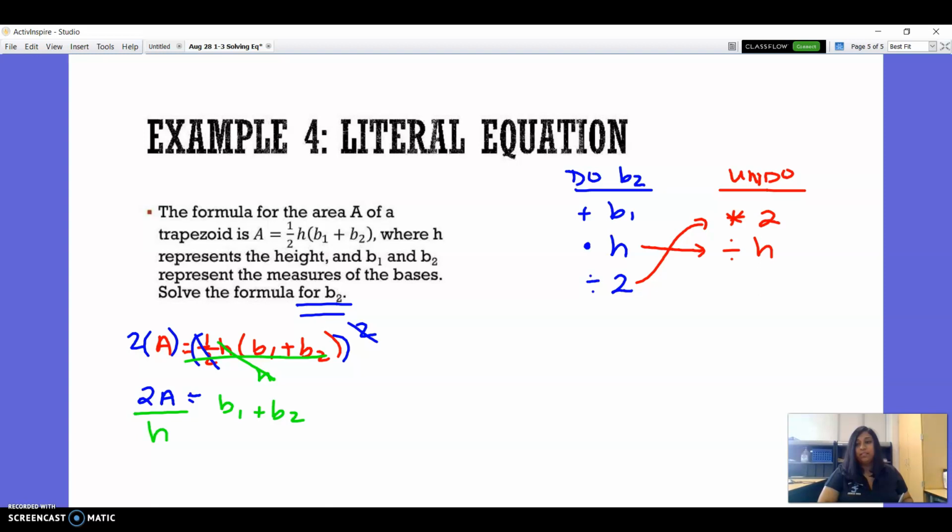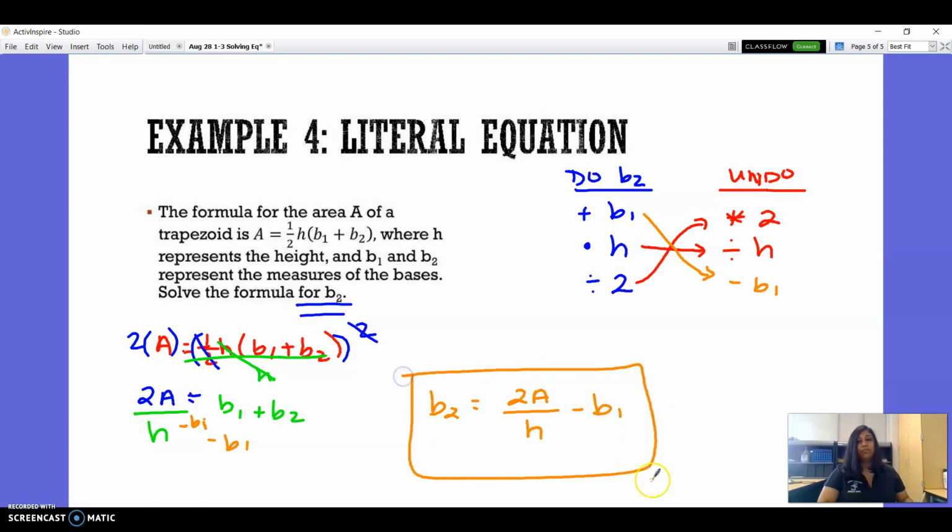And then the last thing to undo is adding the b1, subtract b1 is the inverse. So if I subtract b1 from both sides, and again, I'm going to do it at the very end there, b2 would equal 2A divided by h, minus b1, and b2 is by itself. So that is how we solve literal equations, and those are your notes for today.